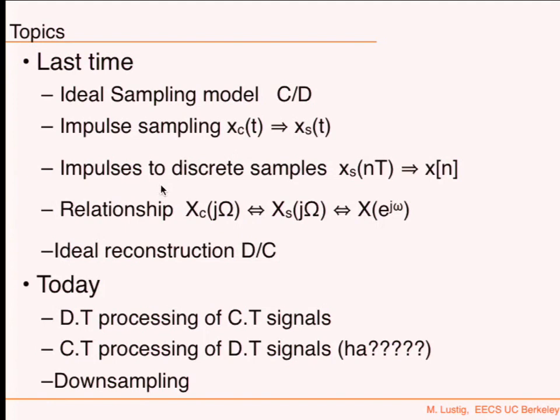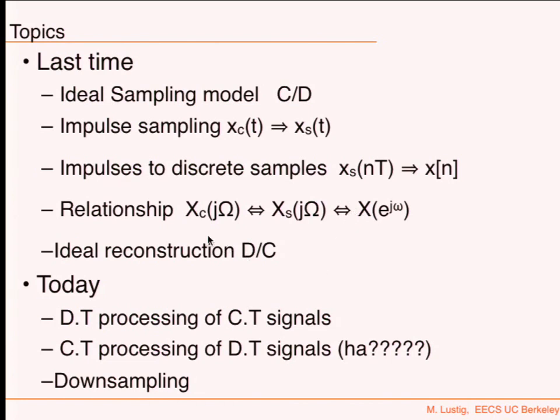Then we went over the relationship between X_c of j omega, X_s of j omega, and X of e^{j omega}. Okay, the small j omega. Once we understood this relationship, we saw the effect of the actual sampling of a continuous time signal. And if it's band limited, when we look at the Fourier transform, we get replication of our signal, but now those replications are not overlapping, if it's band limited and we sample according to a particular rate.